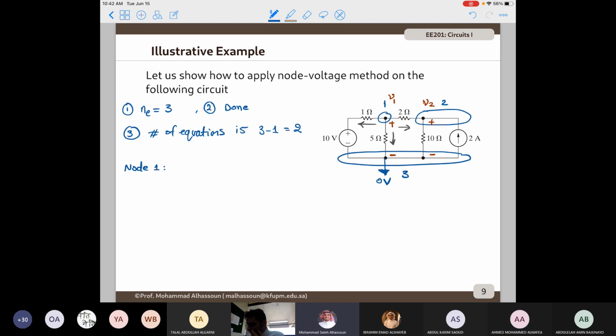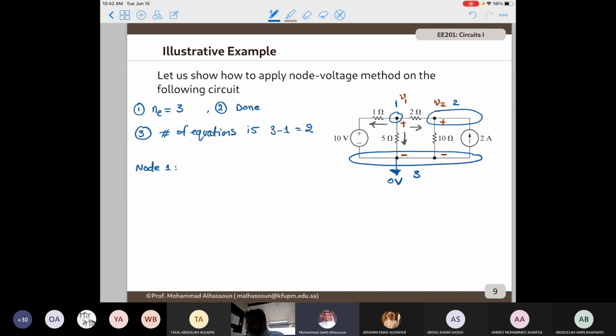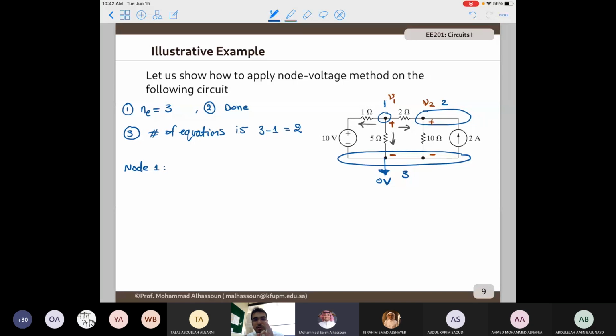So for node voltage, you'll notice that because you have 3 essential nodes, you need to find the voltage in all of these 3 essential nodes, right? Yes. If you choose one of them as a reference and you set the voltage to 0, how many unknowns now? 2, because one of them you assume the value of. Okay. So here we're going to apply Ohm's law.